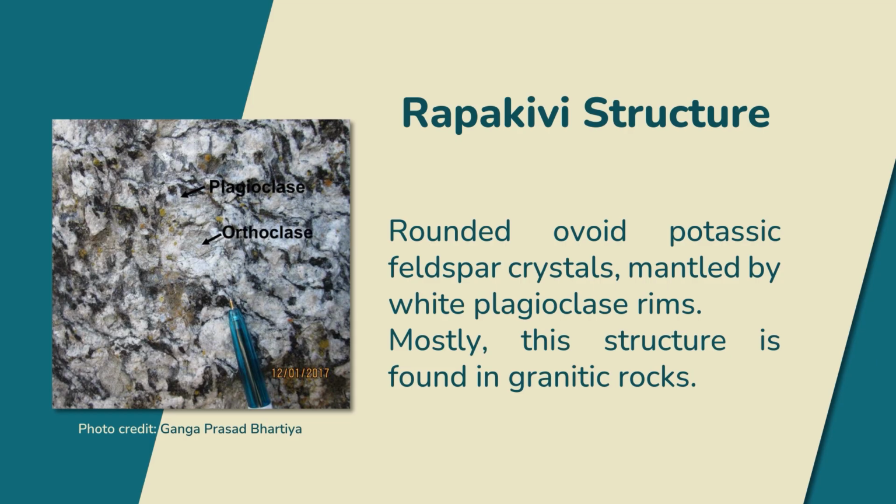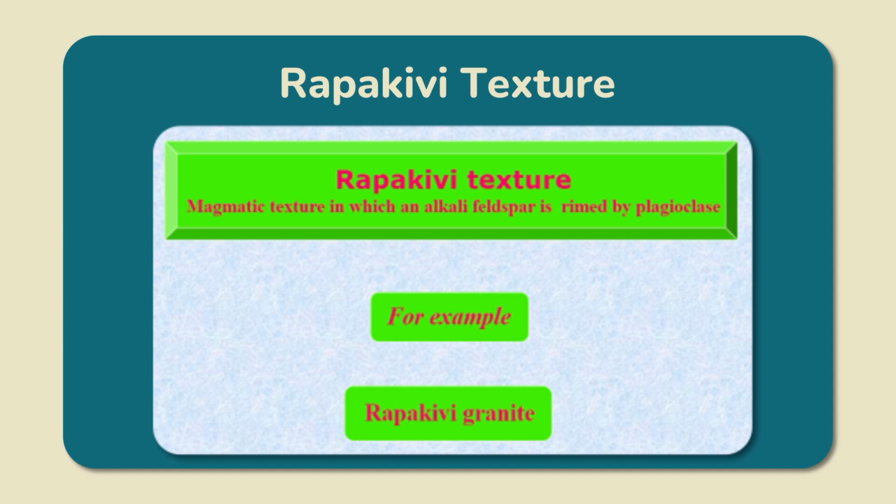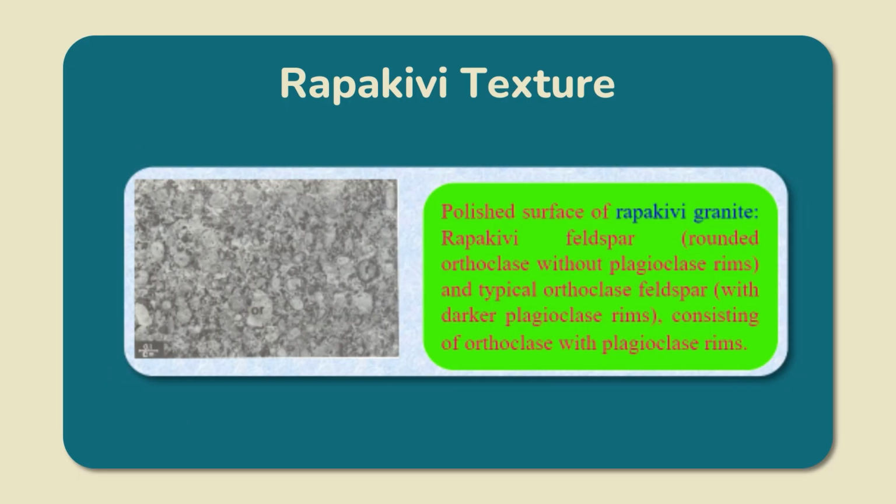Here an example is a field photograph of an orthoclase. Here is the orthoclase in the center, which is ovoid in shape and surrounded by a plagioclase, which is grayish black in color here. Rapakivi structure, how it forms: it's a magmatic texture in which an alkali feldspar is rimmed by plagioclase. An example is Rapakivi granite. Here is the photograph which shows a Rapakivi structure on the outcrop.